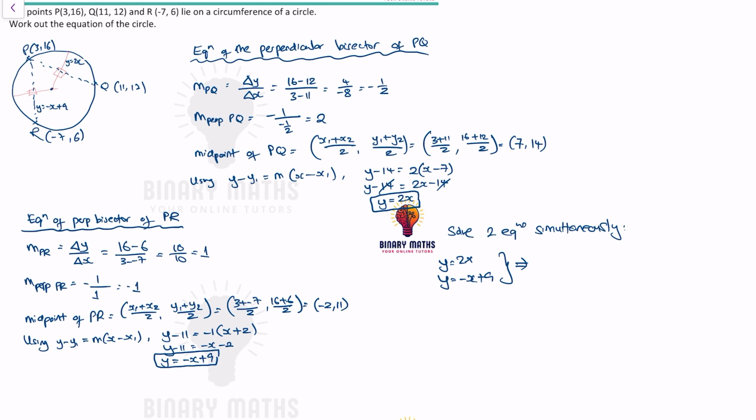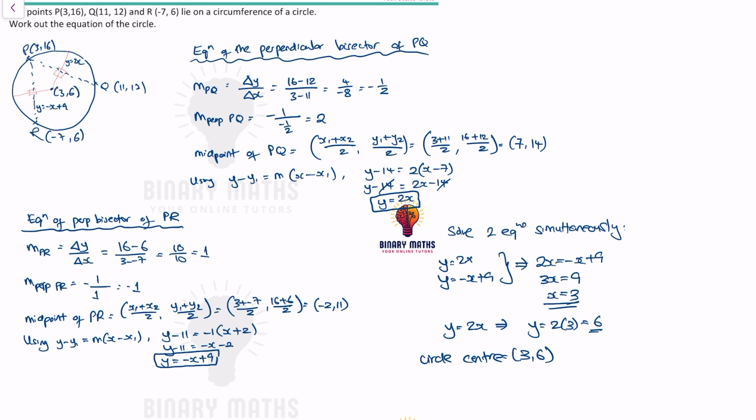If I put them together, I get 2x is equal to negative x plus 9, which means 3x is equal to 9, which implies x is equal to 3. Now, if x is equal to 3, using either one of these equations, y is equal to 2x implies y is equal to 2 times 3, which is equal to 6. So that means the circle center is 3, 6.